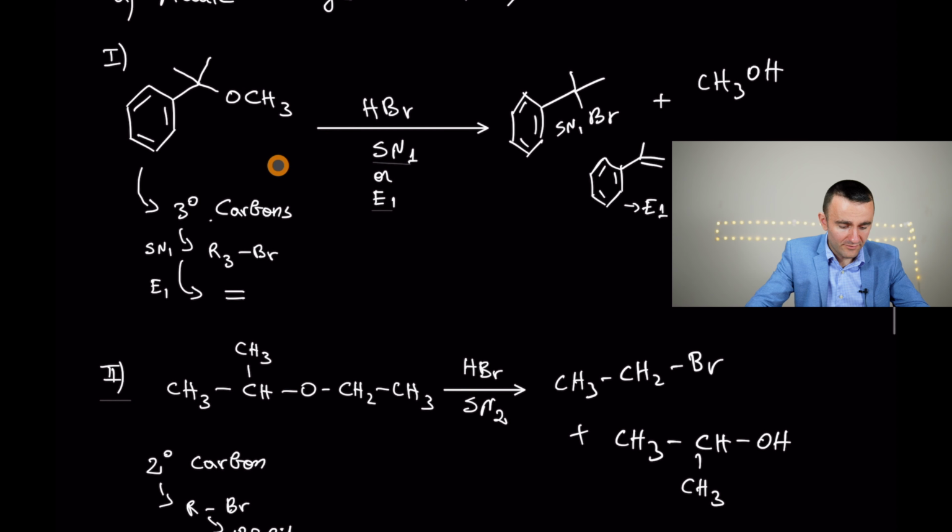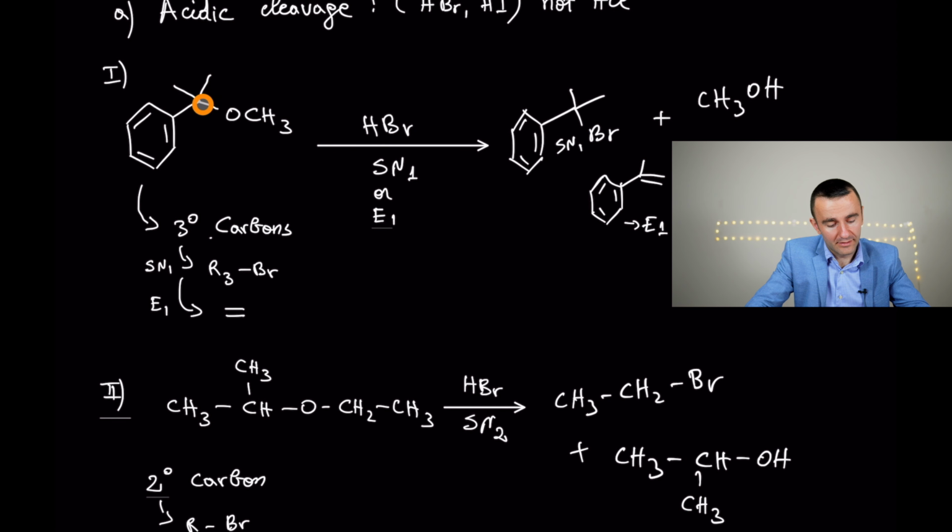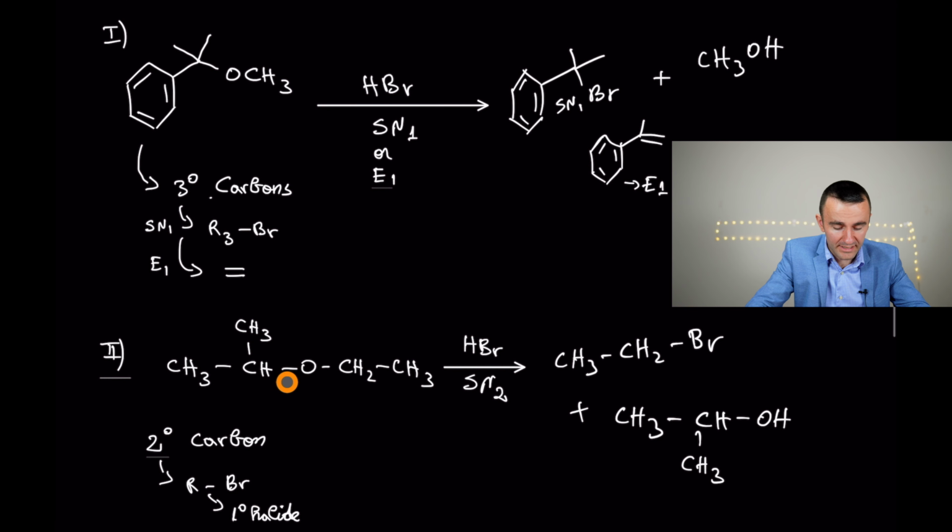Right, so what is the difference now in acid cleavage? To break it, the reagent is the same, but the mechanism for the bulky ethers is SN1. So the halide goes to the more substituted carbon. In the case of less substituted ethers, you're going to have the formation of the primary halide. Hope you get that.